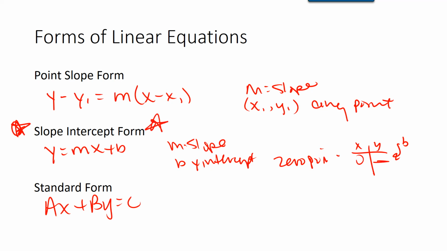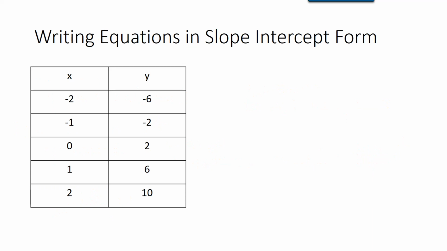Okay, so we're going to look at three examples, and they're all going to be written in slope-intercept form, as is the homework you're going to do today in Schoology. So here's our first example. It says slope-intercept form, so we know it's got to be y equals mx plus b. So we need two things.